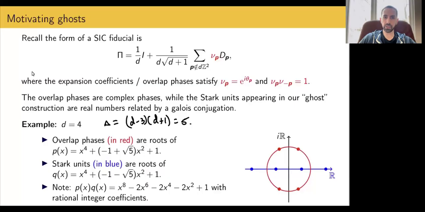In fact, a polynomial with integer coefficients. In fact, even stronger than that, I get a monic polynomial, one with integer coefficients, and the leading coefficient is 1. Okay. So these numbers, these red numbers and these blue numbers are dual in this Galois conjugate sense. And so what we're proposing is to try to learn something about the red ones by studying these blue ones. Okay, so we're going to try to define ghosts as being kind of the blue analogs of these red SICs.